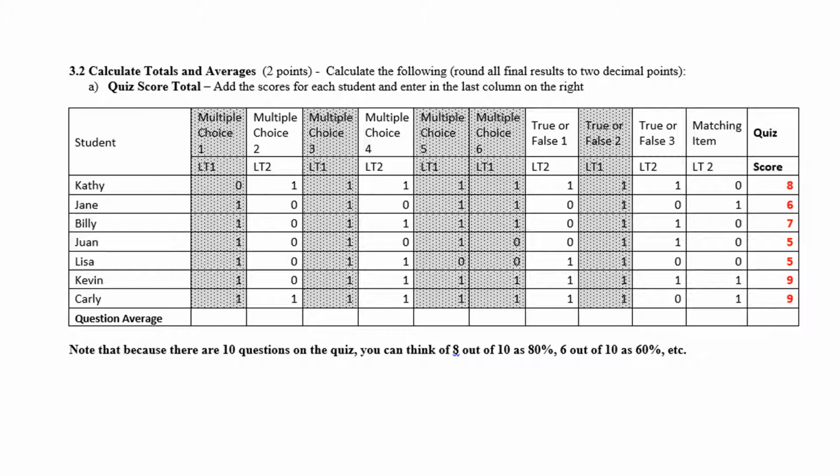Note that because there are 10 questions on this quiz, you can think of 8 out of 10 as 80%, and 6 out of 10 as 60%, etc. If you had 12 questions on the quiz, you'd have to do some math to derive the percentages. But because this is a nice round number, 10, this is the way you can think of it.